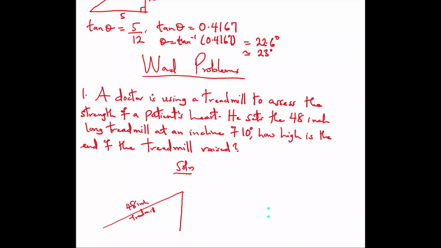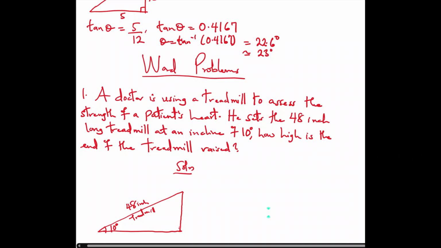Okay. At an incline of 10 degrees. So now the angle of the incline of the treadmill to the ground is 10 degrees. So this is the ground here. This side is the ground. Okay. So this side is 10 degrees. Okay. So this is the angle of the treadmill to the ground.